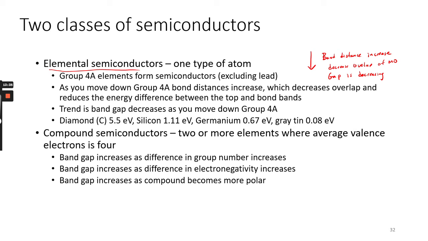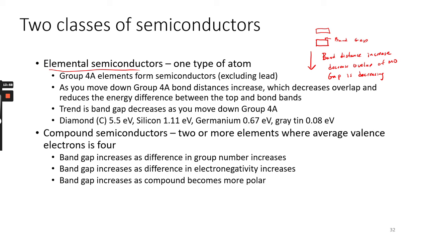Just in case you forget what band gap is, this is the band gap. As you go down a group or family, this distance here is decreasing. So they're getting closer together. The trend is your band gap will decrease as you move down group 4.